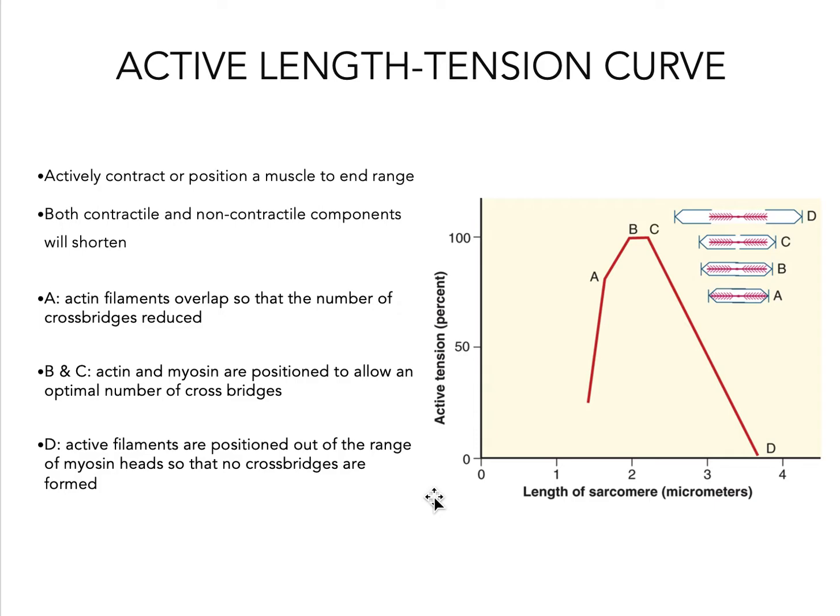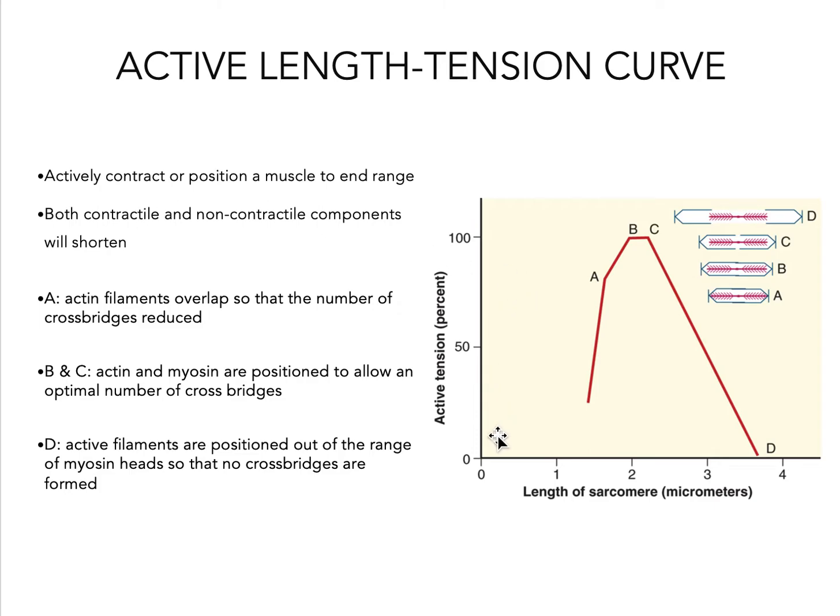Actively contract or position a muscle to the end range. So once again, you actively contract your wrist flexors. So we're going to start right here. Wrist flexors are contracted when the fingers are flexed and wrist is flexed. Both contractile and non-contractile components will shorten. So right now we have complete wrist flexion and finger flexion.